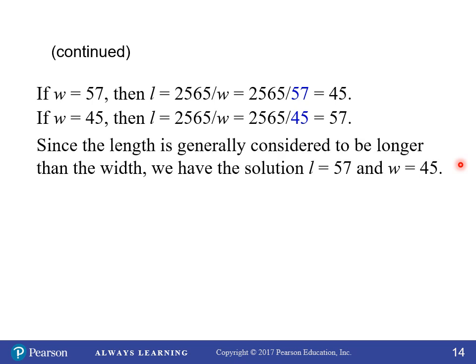And generally, length is considered to be longer. So if it has a longer, we call it the length. The shorter one's the width. So we're just going to say our length is 57, our width is 45.